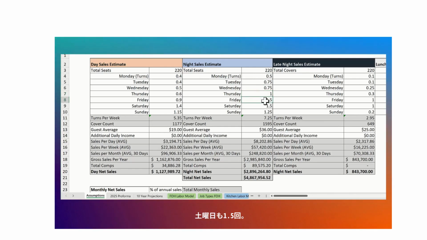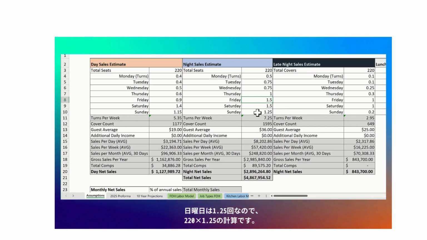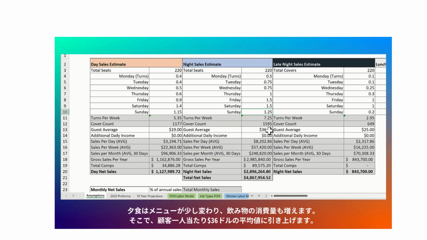Fridays, we think we're going to fill up the restaurant 1.5 times. Saturdays, 1.5 times. Sundays, 1.25 times. So we'd be multiplying this 220 by 1.25. Now dinner, slightly different menu, higher beverage consumption. So we've increased our guest average to $36 per person.